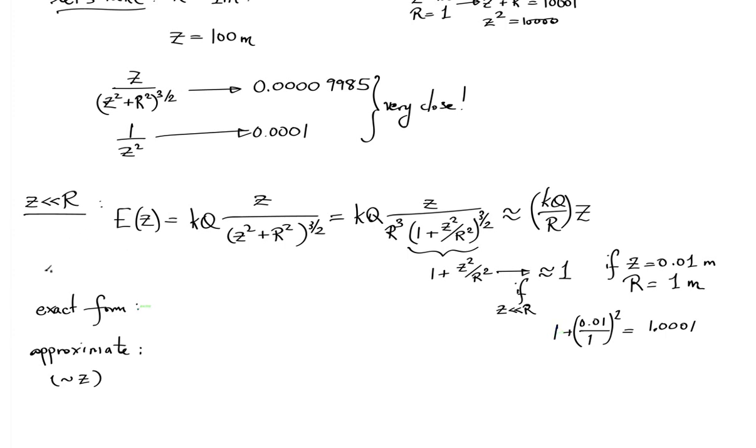And again, let's use the values of z is 0.01 meters and r is equal to 1 meter. So we're actually going to plug things in. The exact form would give us something that looks like this, 0.009999. And the approximate form would give us 0.01, right? So you can see how close these are.